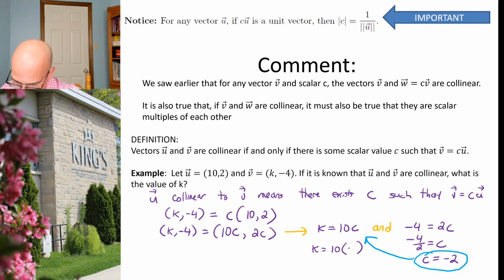Once you answer the question, you could check, are they collinear? So is 10, 2 collinear with negative 20 comma negative 4? And it is if you can multiply 10 comma 2 by something to give you negative 20 comma negative 4. And yes, you can do that, so that means that we found the right answer.